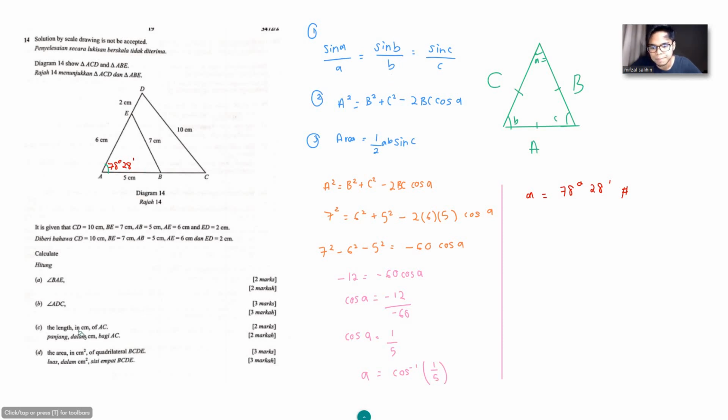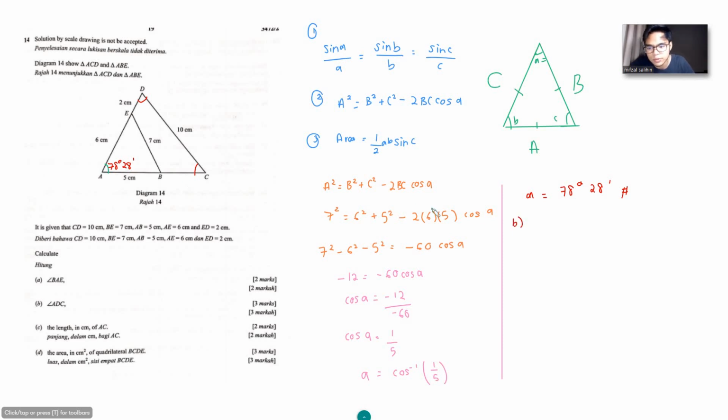Likewise over here, it requires us to find ADC. So for this angle over here, we need to know the value of AC, but we do not know the value of AC. The first thing that we can do is find the angle of ACD. Once we find the angle of ACD, then it might be easier for us to find the angle of ADC. So we can find the angle of ACD by using the same formula. Sin A over A is equivalent to sin B over B.